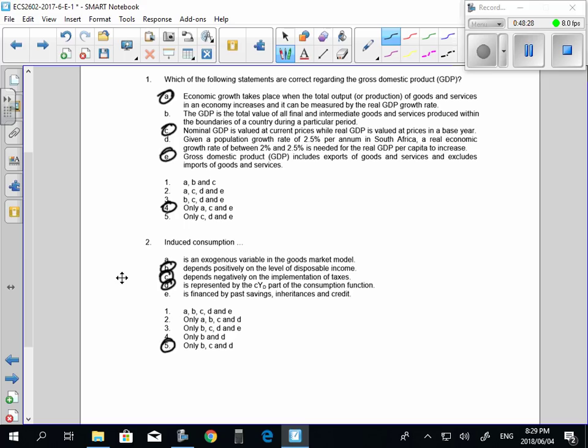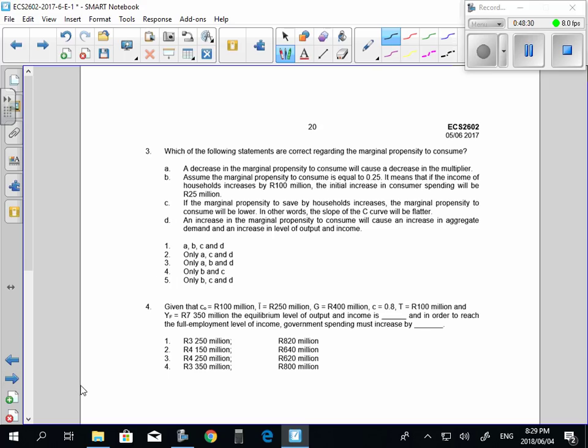Number 3. Which one of the following statements are correct regarding the marginal propensity to consume? So your MPC determines the slope of your demand curve in your goods market model, right? If your MPC increases, the slope of the curve steepens. Okay, we increase the slope of the curve, which would obviously correspond to a higher level of output and income.